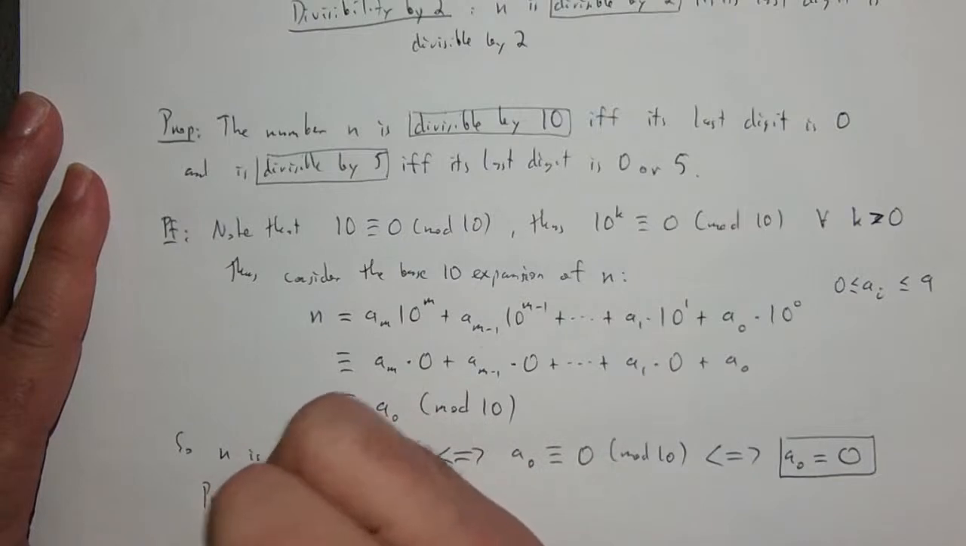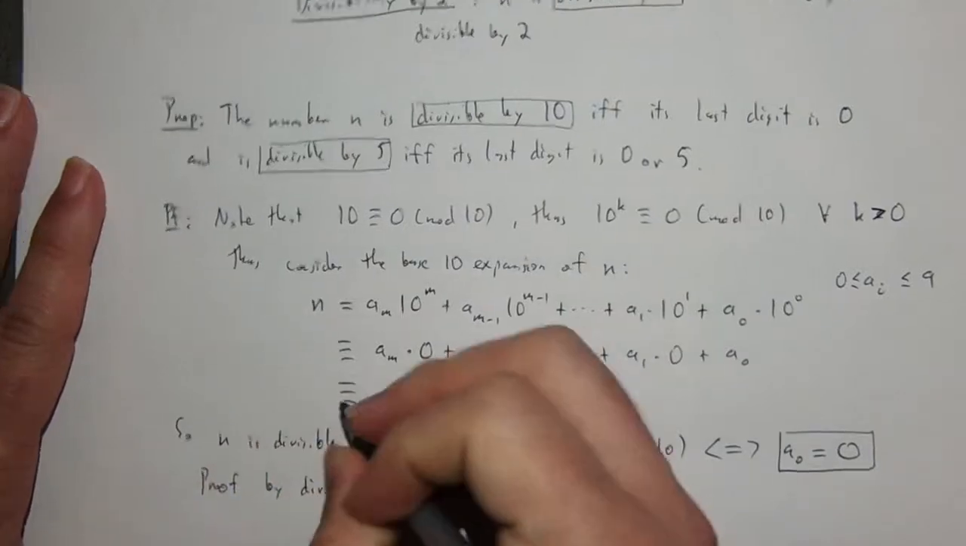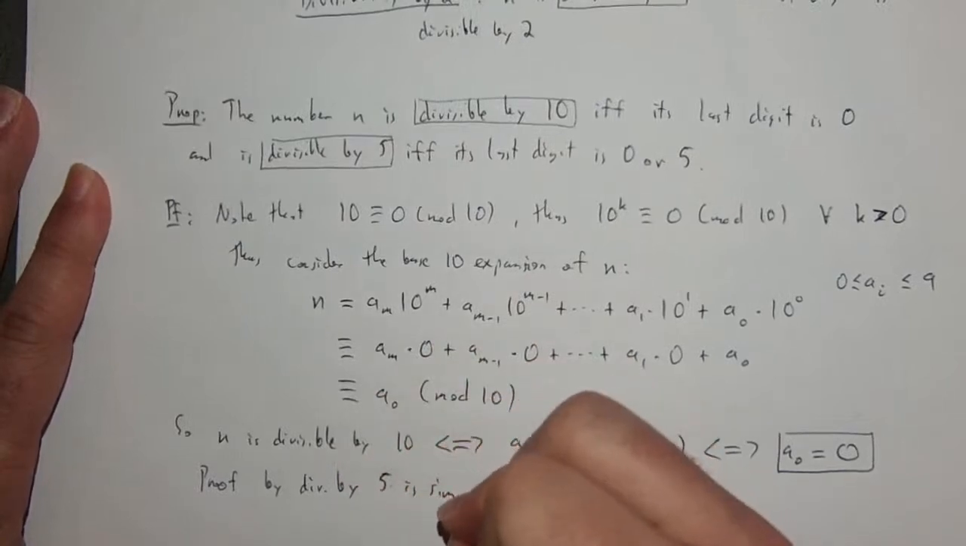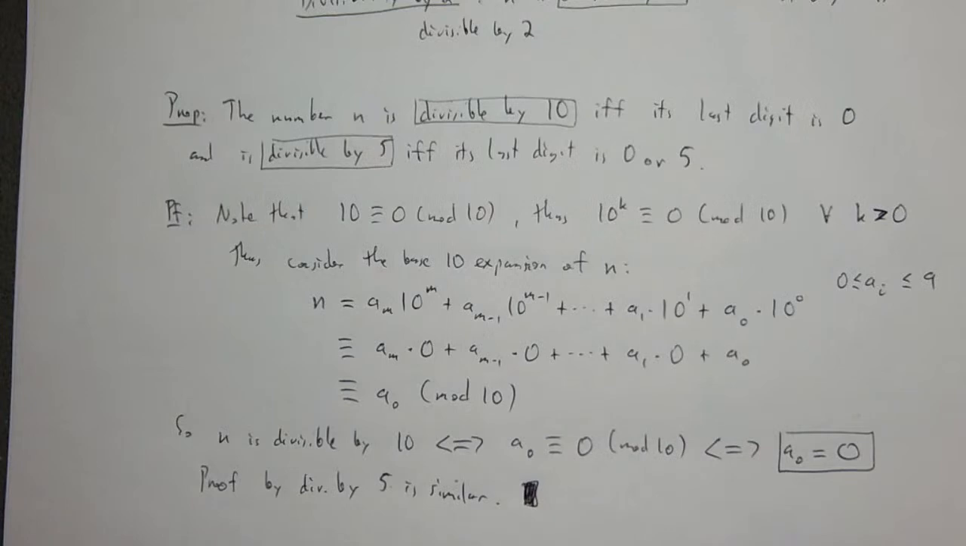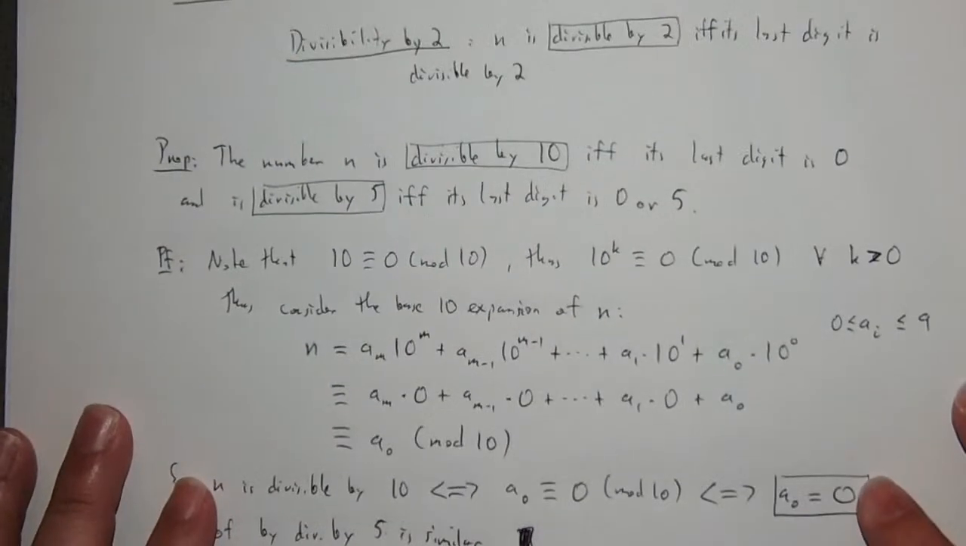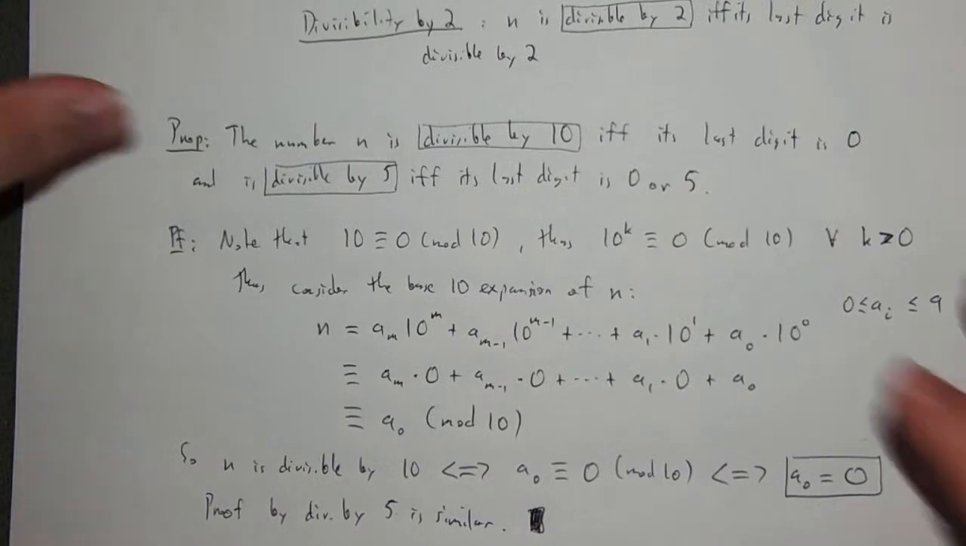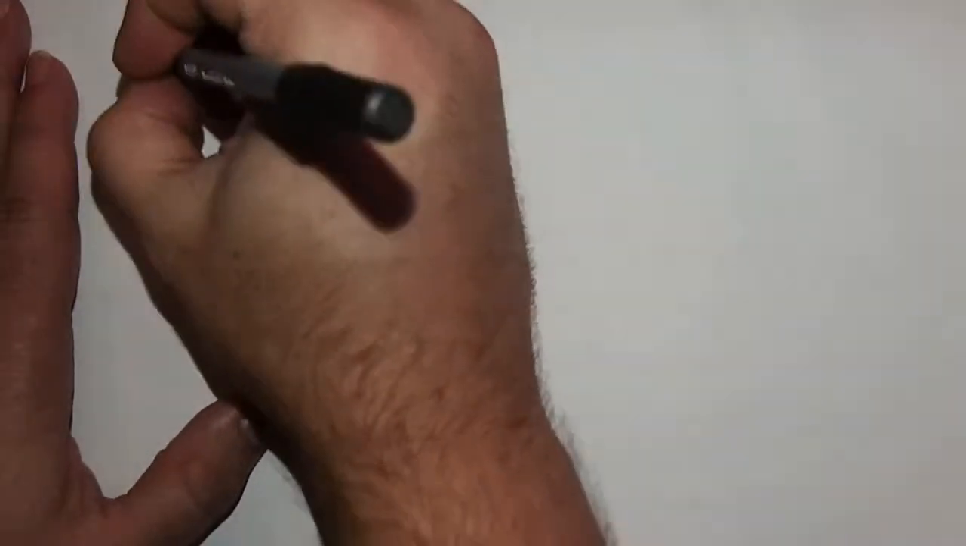So the proof for divisibility by 5 is similar. I'll leave that to you to work out the details. All right. So that takes care of divisibility by 2, 10, and 5. I don't think I doubt your abilities to tell me whether or not a given integer is divisible by 2, 10, or 5, so I won't worry about giving a bunch of examples or anything. Okay. So what's next? Let's do divisibility by 4 and 8.